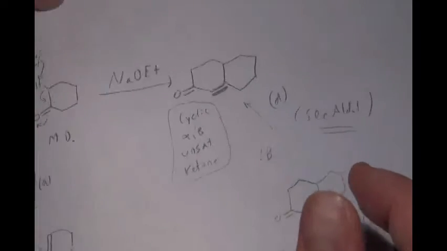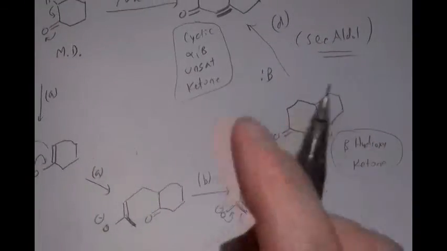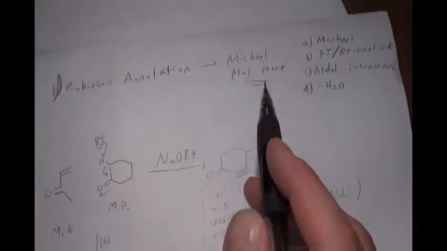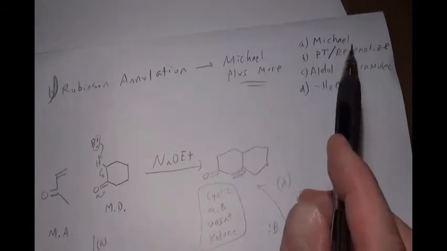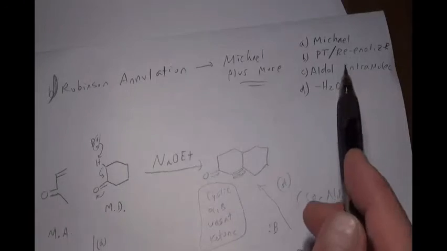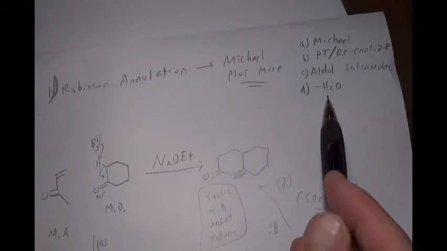I'm going to do one last example, and I think we're ready then for the next chapter, the PowerPoint. Okay, so let's see. Well, actually, let's step through this one more time, the Robinson, while we have it all done. What's the Robinson? It's a four-step process: Michael, proton transfer re-enolize, aldol intramolecular, loss of water.